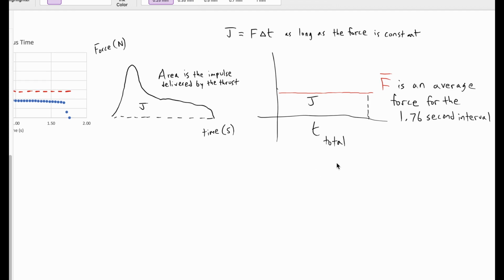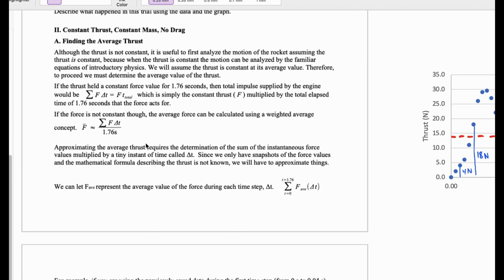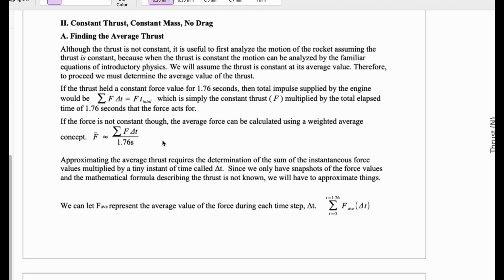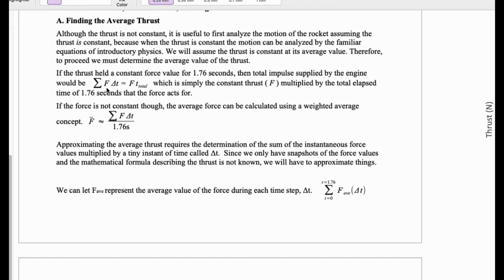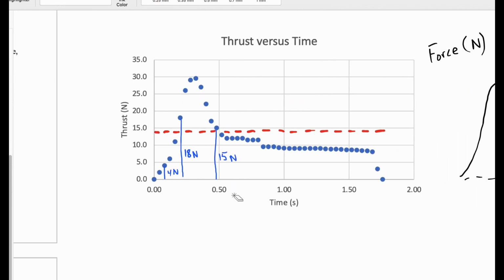Okay, now, how do we find that? Well, we want to use the procedure they talk about here. What they're saying is if we were to add up all the forces that act on the rocket, like the upward thrusts there, and multiply them by some tiny change in time, then we'd be getting little rectangles here. And this would be like an approximation of the area.